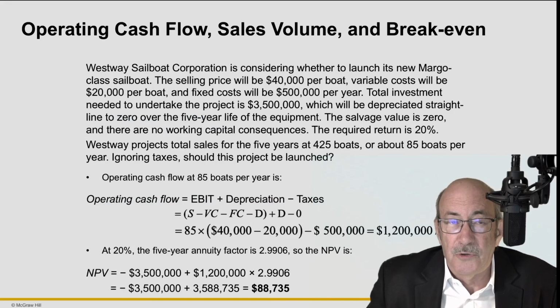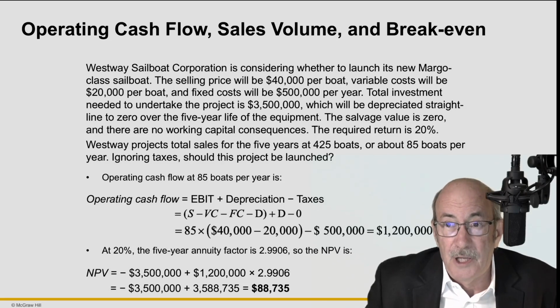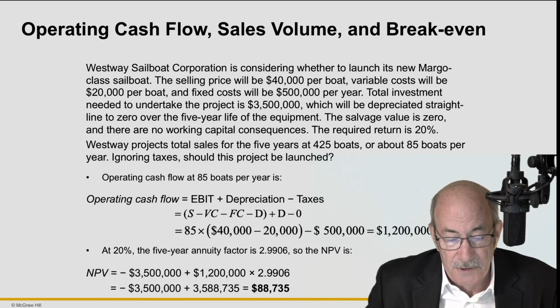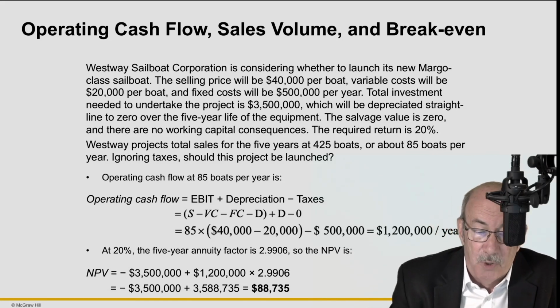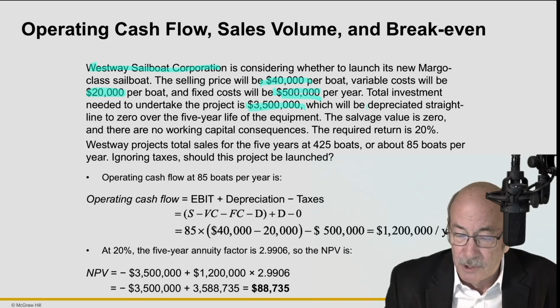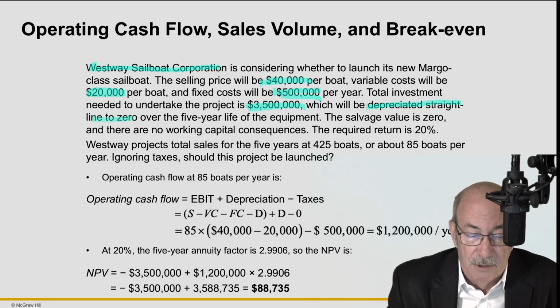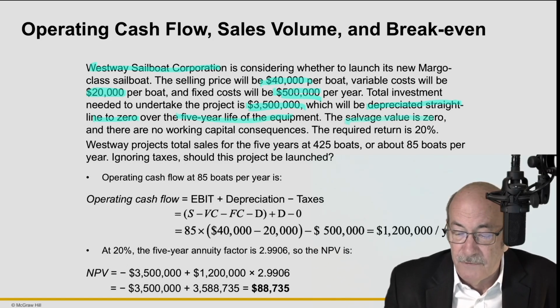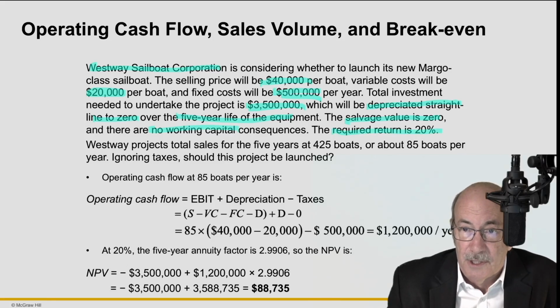Okay, so now we're going to look at the operating cash flow for an accounting break-even situation. In this example, we have Westway Sailboat Corporation. They're considering building a new model of sailboat. They expect to sell that at $40,000 per boat. They have variable costs of $20,000, fixed costs of $500,000 per year. Total cost of the project is $3.5 million, going to be depreciated straight line to zero over a 5-year life. No salvage value, no working capital, and the required rate of return is 20%.